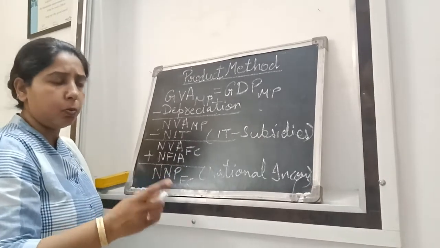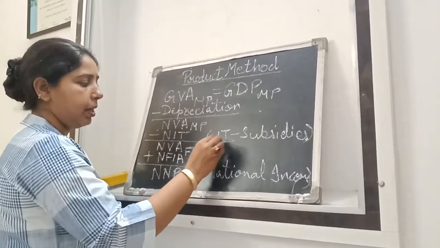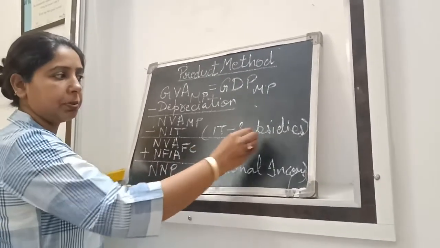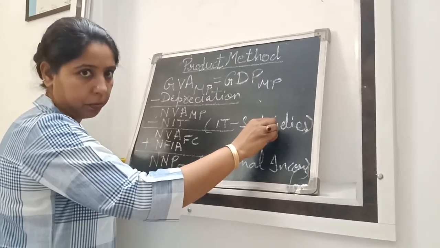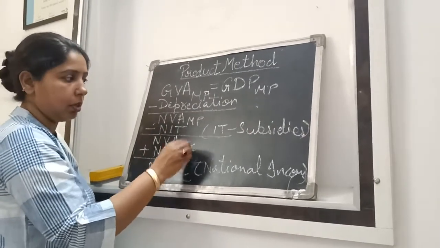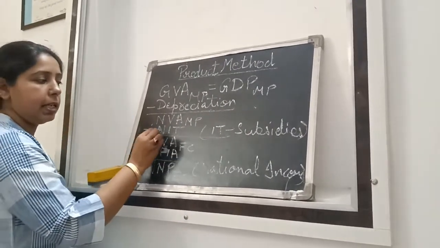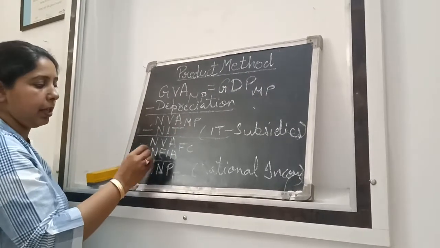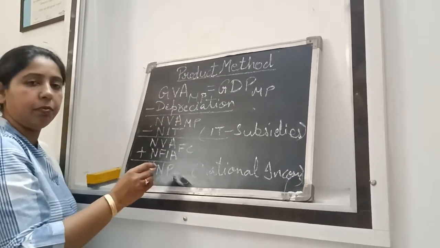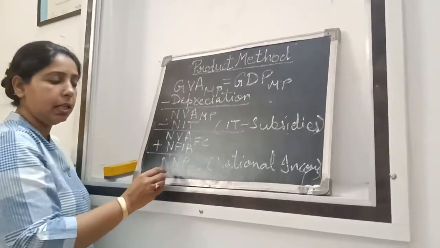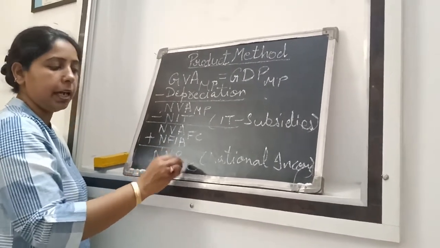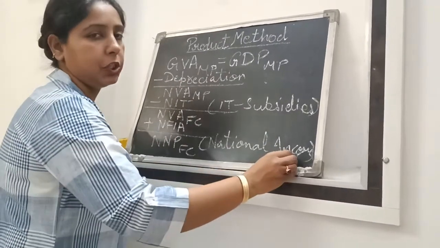And there is one question which I want to clear here. Why are we subtracting it? Because indirect taxes have increased the prices and subsidies have reduced the prices of the product when they come in the market. So to find out the factor cost from market price, we deduct net indirect taxes. Then we get net value added at factor cost. Now we have to finally reach the national income. So I add net factor income from abroad and I get NNP at FC, which is the national income.